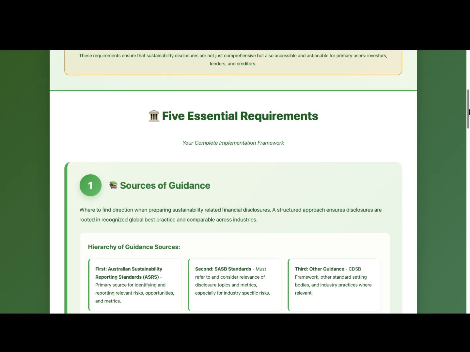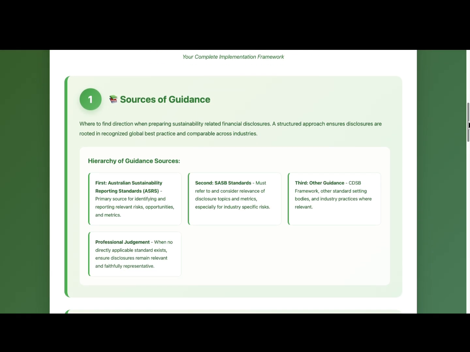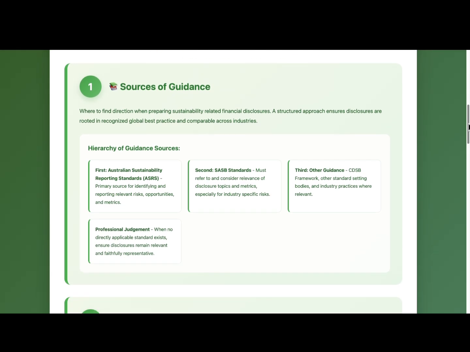Let's look at the five essential requirements. First, the source of guidance. Where to find directions when preparing sustainability related financial disclosures? A structured approach ensures disclosures are rooted in recognized global best practice and comparable across industry. Let's understand the hierarchy of guidance sources.